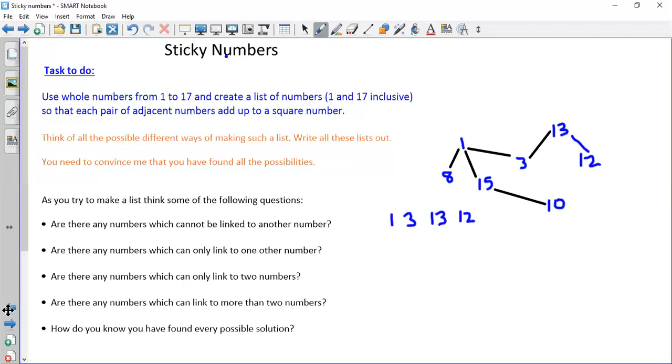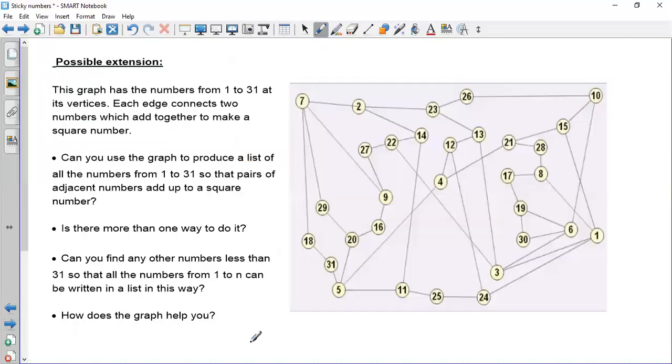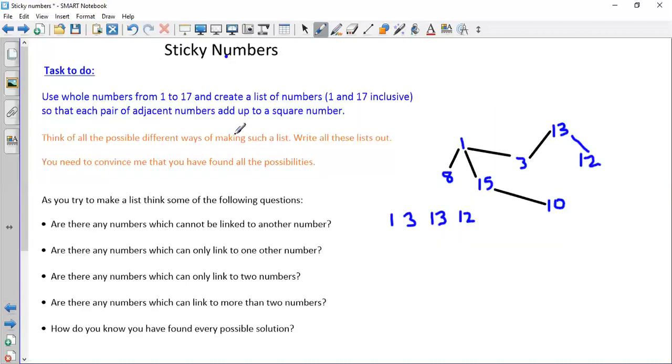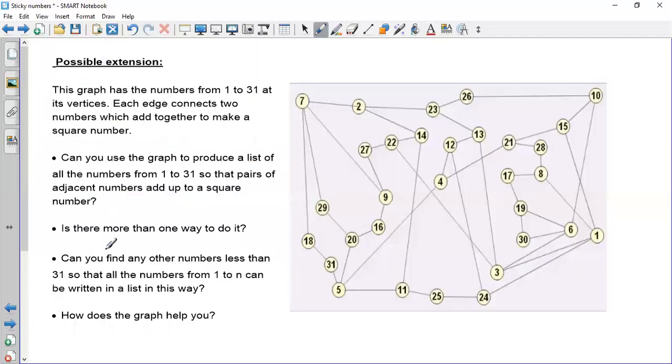Okay. I also have a possible extension for you. Here you're only using numbers from 1 to 17, whereas in the extension you're using numbers from 1 to 31. You can try this map. This is a nice map that we were trying to create earlier, but between 1 to 17. So you can answer these questions and have fun.